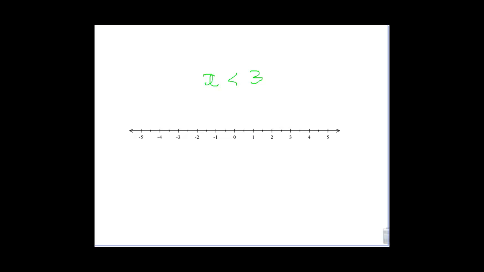So now we want to look at how we put an inequality on a number line. We've got our inequality of x is less than 3, and here's our number line. It's a pretty simple one. Our numbers don't have to be very big. So how do we represent this in a graphical form on a number line here?